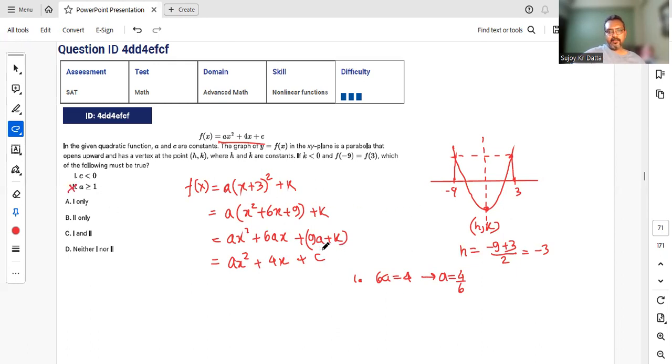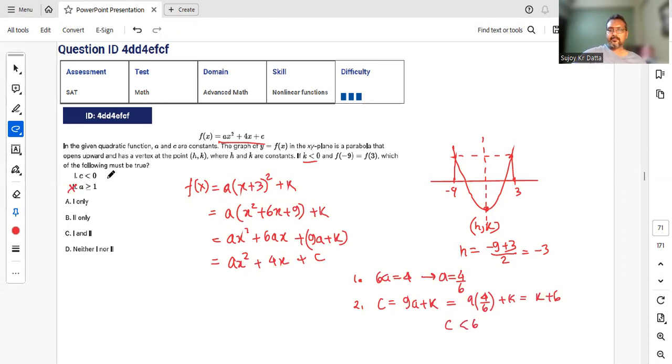And now we have the other one, c. C is 9a plus k. Now let's just plug in 9a. So 9 times 4 over 6. Okay, 9a plus k. So it's k plus 6. So c is k plus 6. But we know that k is negative. So k is less than 0, so k plus 6 would be definitely less than 6. So that means c is less than 6.